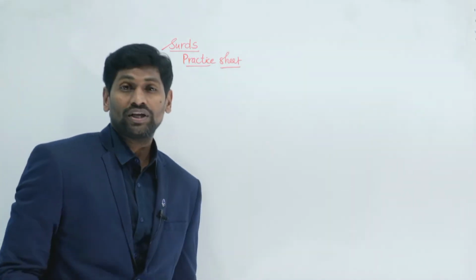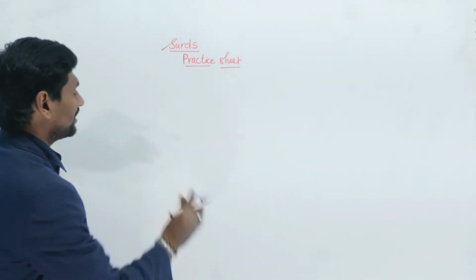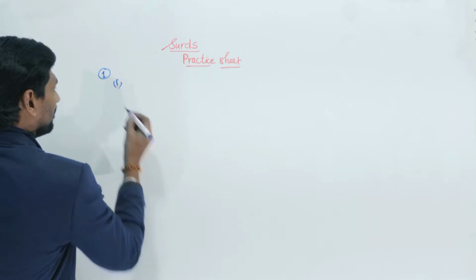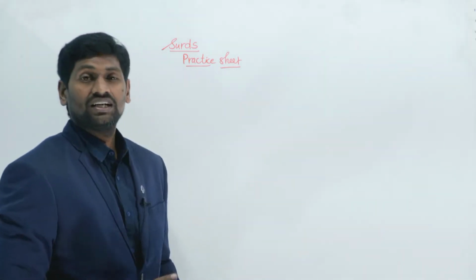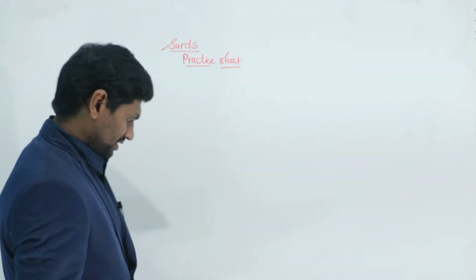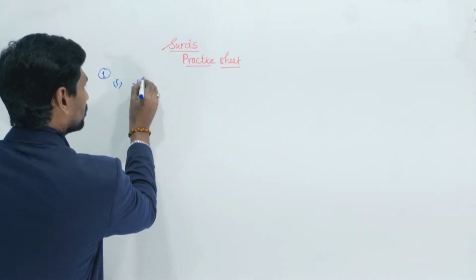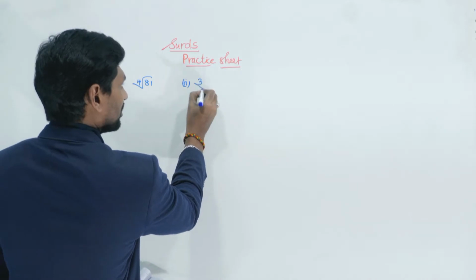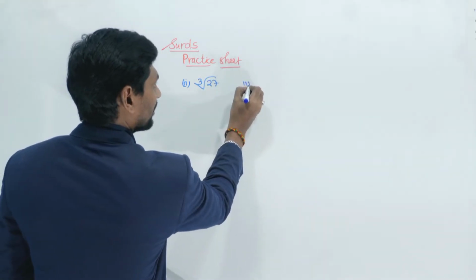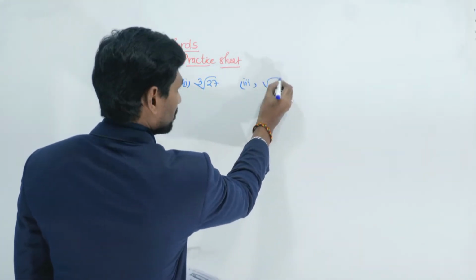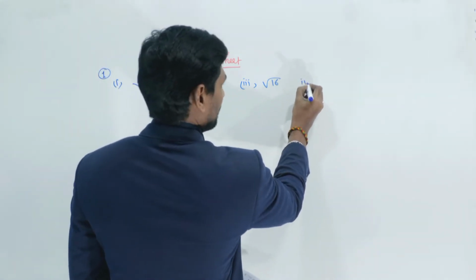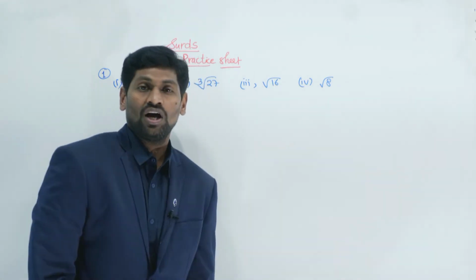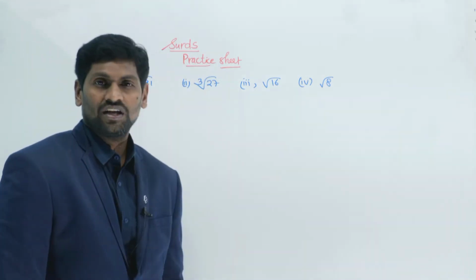Which of the following is a surd? Let us see some examples and identify which of the following are surds. The first is fourth root 81, the second is cube root 27, the third is square root 16, and the fourth is root 8. All are in root form. All are surds, yeah?